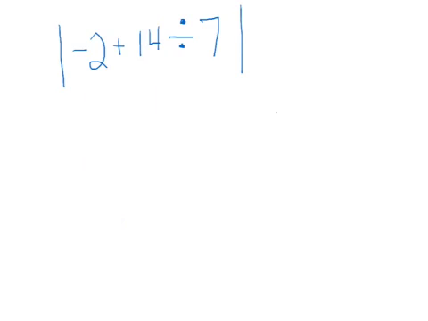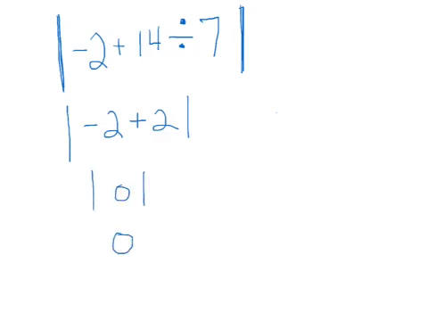Here's another evaluation. The absolute value of -2 plus 14 divided by 7. Again, you have to think about order of operations before you do anything. So this becomes the absolute value of -2 plus, now 14 divided by 7 is 2. -2 plus 2 is 0. The absolute value of 0 is 0.